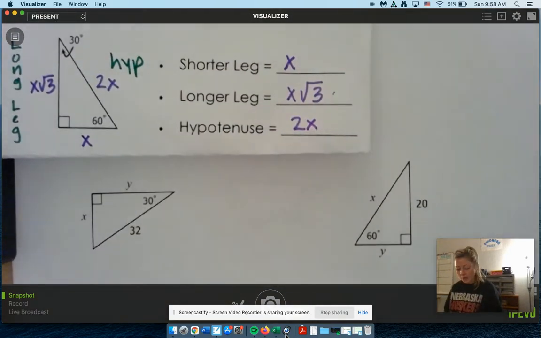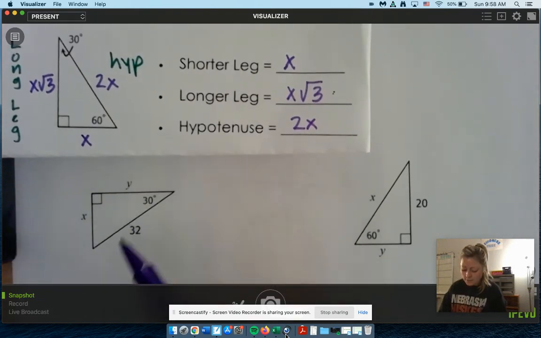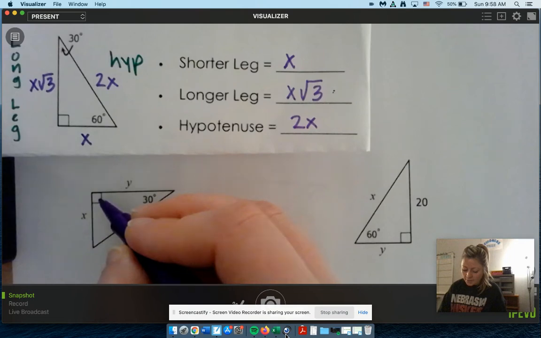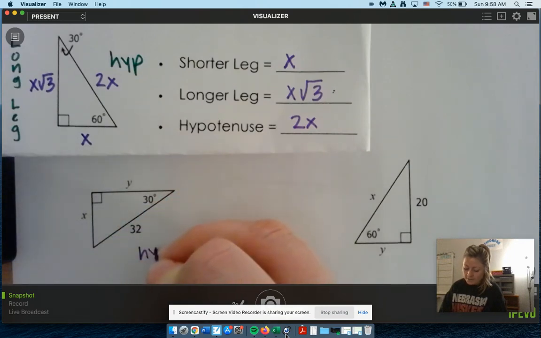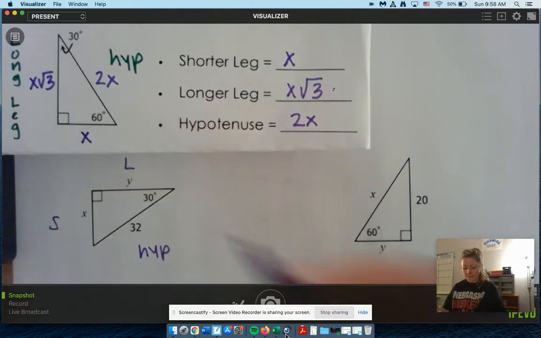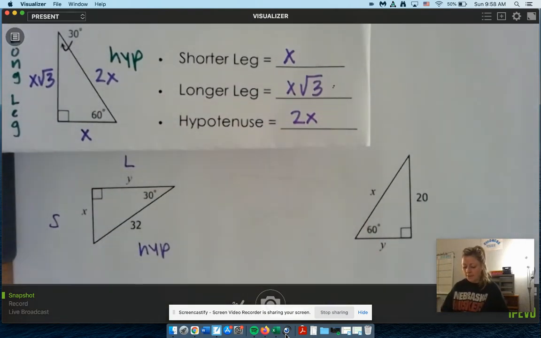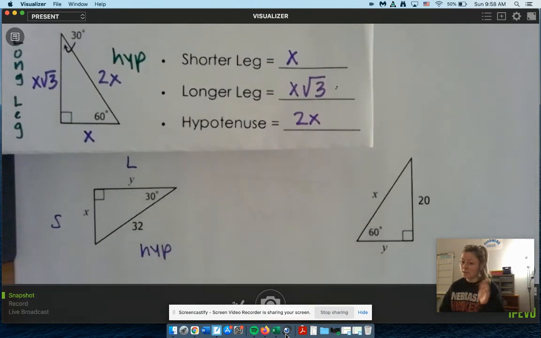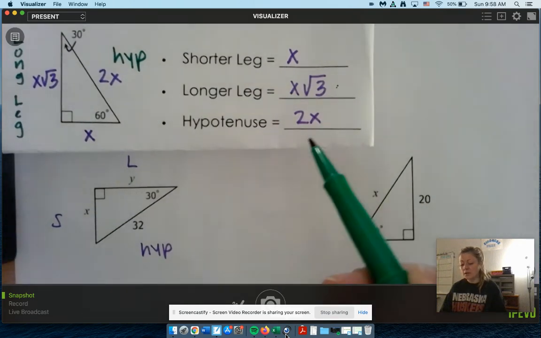Okay. Here we go. So this time, again, label your sides. 32 is our hypotenuse. X is across from our 30, so it's our short. And Y would be our long. All right. We've labeled. Next step. Okay, they didn't give us our short this time. They weren't very kind, but they were still pretty nice because it's easier to work backwards from your hypotenuse than it is your longer leg.